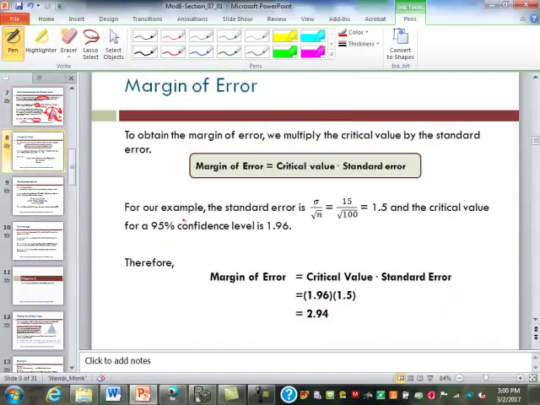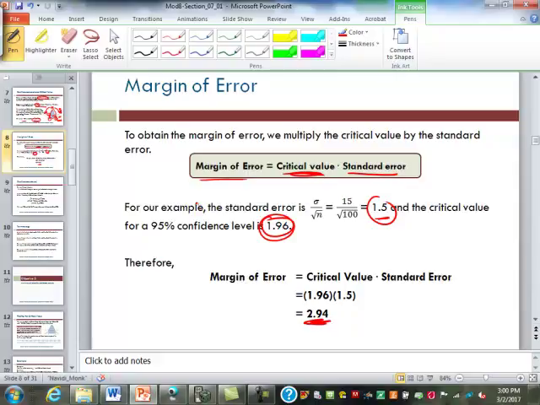So then our margin of error is found by taking the critical value times the standard error. So 1.96, remember that's a z-score. That's 1.96 standard deviations away from the mean. Now, since we're talking about a sampling distribution, the standard error is the standard deviation of that sampling distribution. So we have 1.96 times our standard error of 1.5 gives us a margin of error of 2.94.